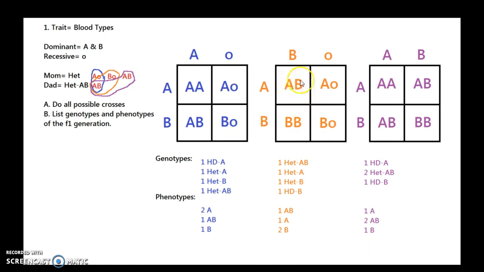Over here, we have 1 het AB genotype, 1 het A, 1 het B, and 1 homozygous dominant B. Phenotype-wise, we have 1 AB, 1 A, and 2 B. Both of these would be B. For our purple one, we have 1 homozygous dominant A, 2 het AB, 1 homozygous dominant B. Phenotype-wise, 1 type A, 2 type AB, and 1 type B. So that is number 1 on worksheet 3.